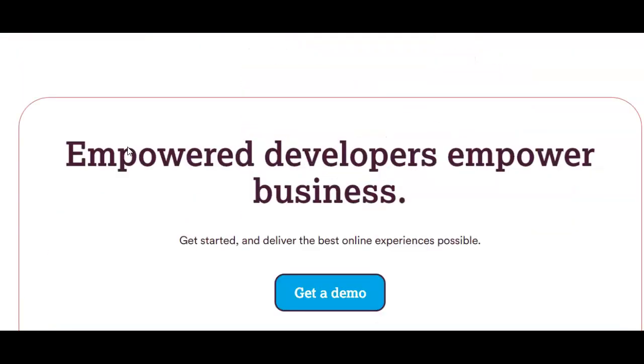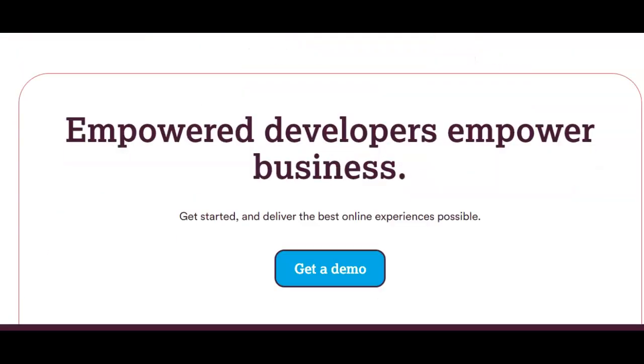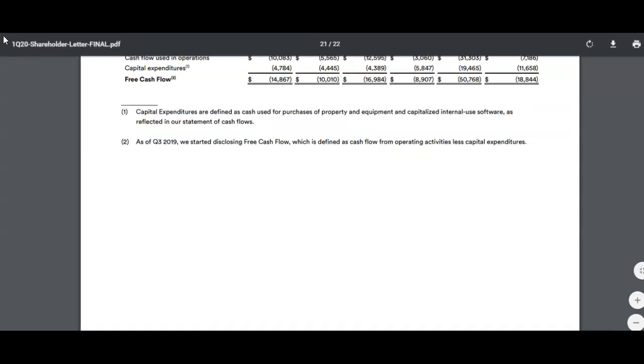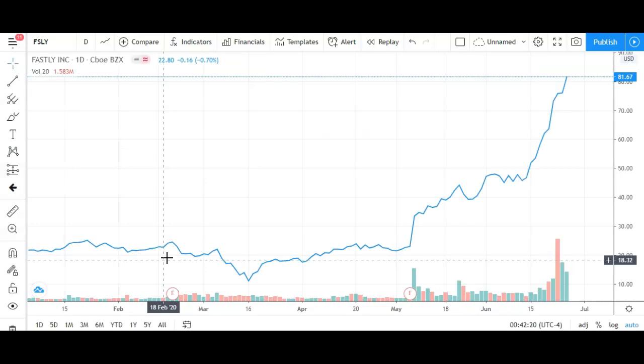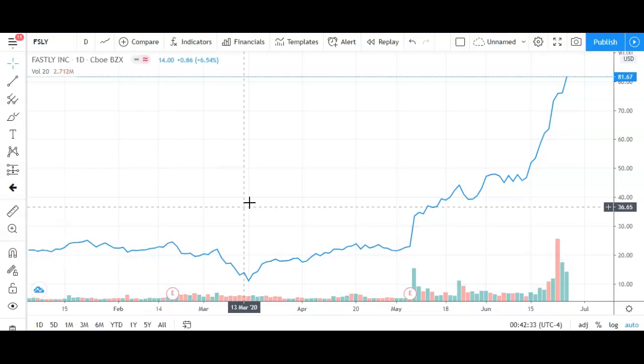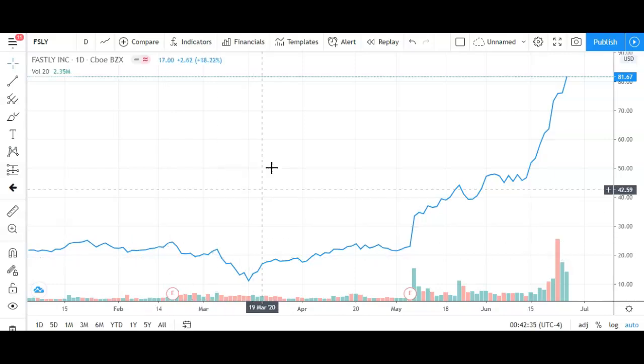So why is this company doing so well? One of the reasons Fastly is doing so well is that so many companies have needed to spend more money on their online resources to deliver content with this whole pandemic situation. A lot of people have been spending more time at home. So I want to show you guys the Q1 2020 shareholder letter to give you some more insight into the company.